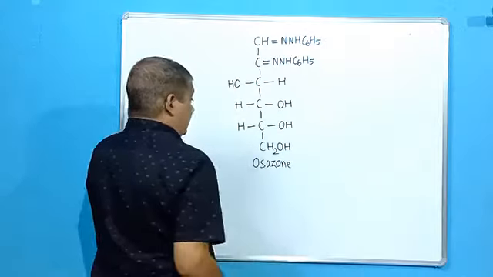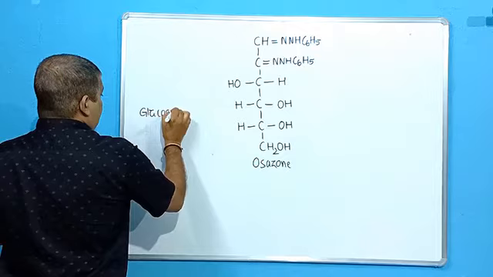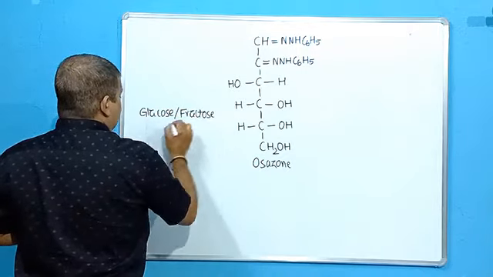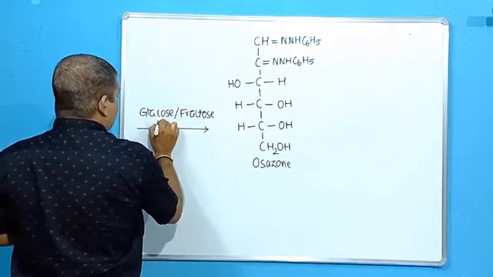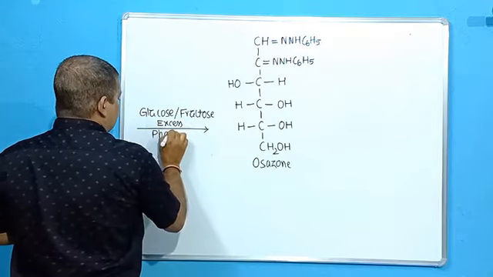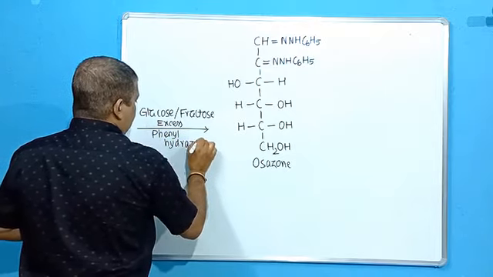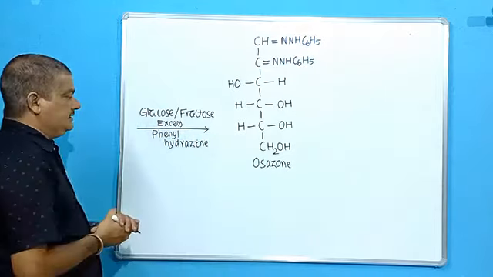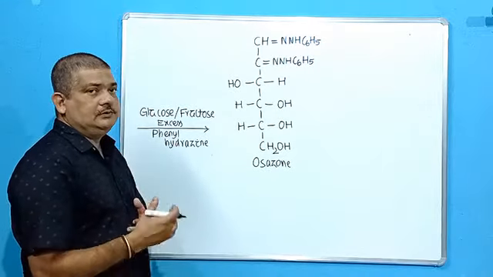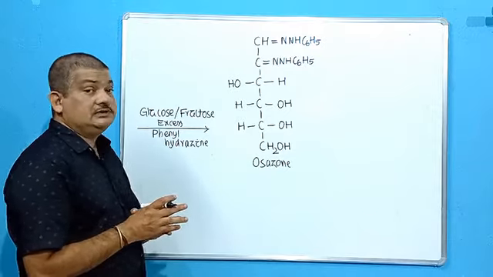How it is formed? Now when both glucose and fructose are treated with excess phenylhydrazine, then osazone is formed. So I asked you, the formation of osazone confirms what? What similarity between glucose and fructose?